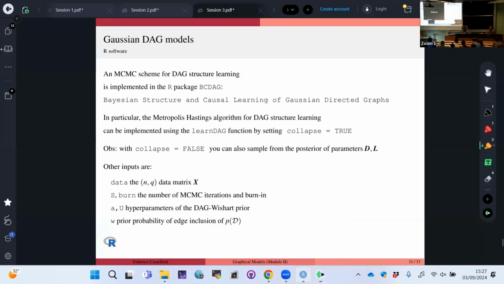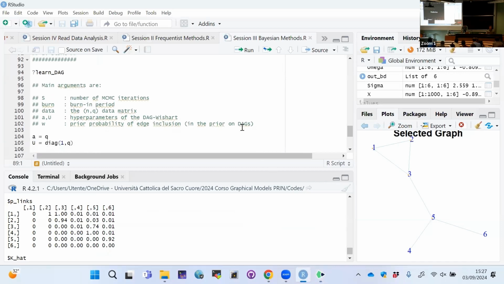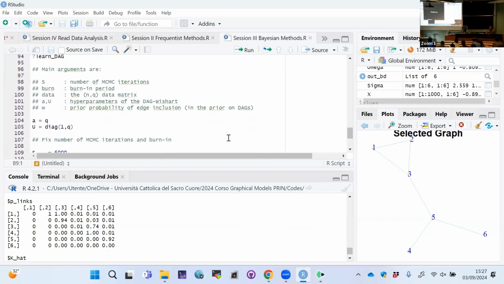Okay, so let me show you briefly how we can do structure learning of DAGs using the learnDAG function. I will start by setting the hyperparameters of the DAG-Wishart prior as a equal to q, which is a sort of default value. It must be strictly greater than q minus 1, the value of a, while I will set U as a diagonal matrix with 1 entries on the main diagonal.